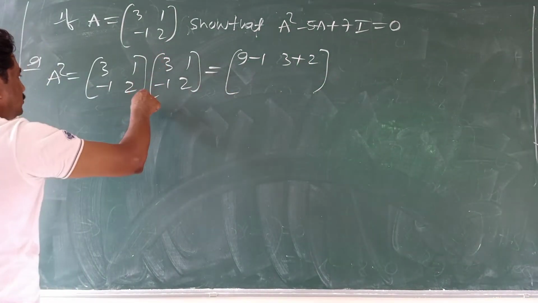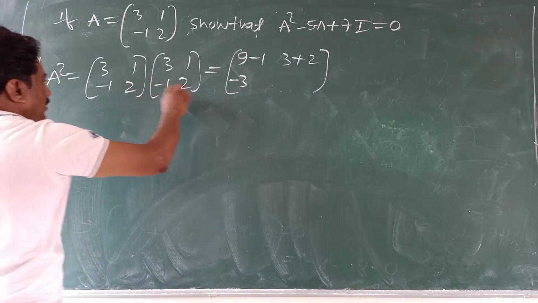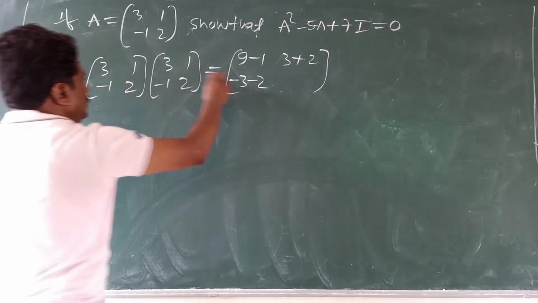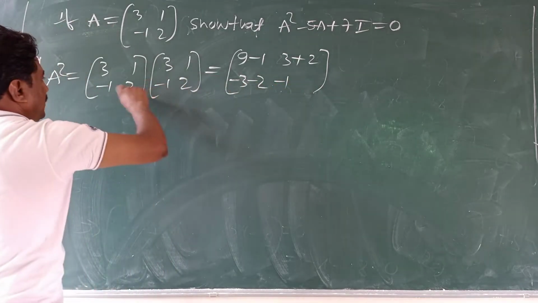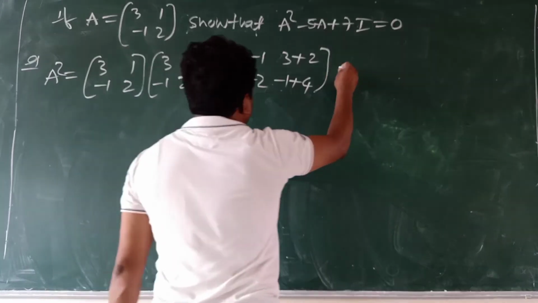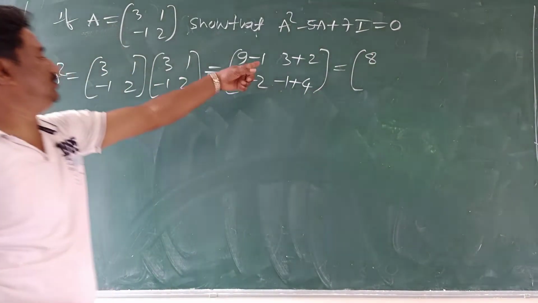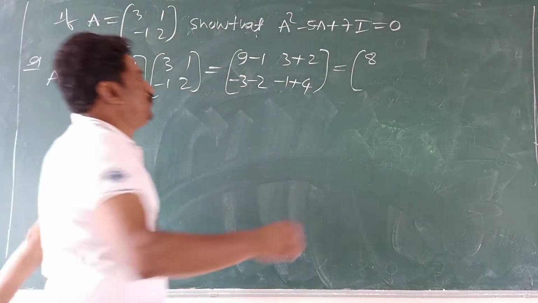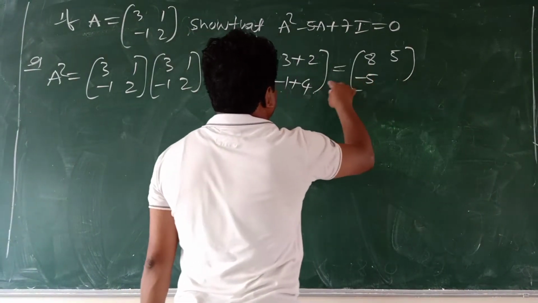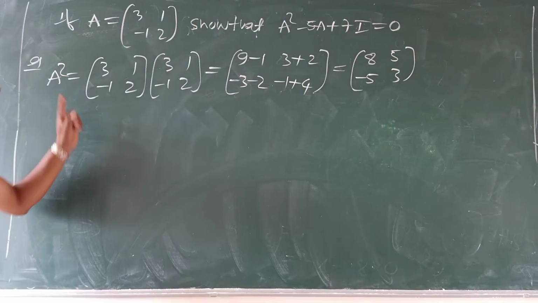Next, second row, first column. Minus 1 into 3, minus 3. 2 into minus 1, minus 2. Second row, second column. Minus 1 into 1, minus 1, plus 2 2s are 4. Simplify this. 9 minus 1, 8. 3 plus 2, 5. Minus 3, minus 2, minus 5. 4 minus 1, 3. I got the A square value.